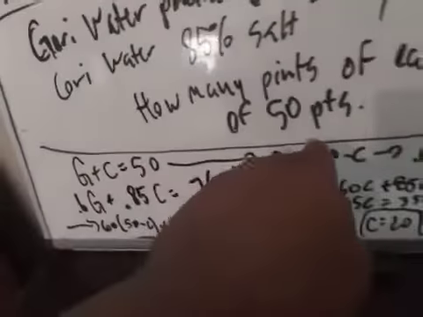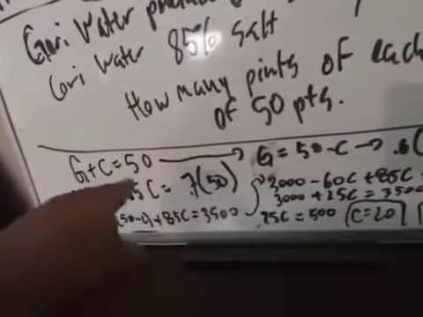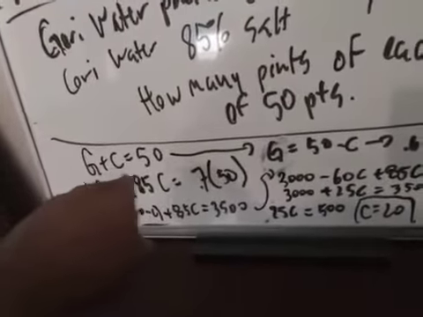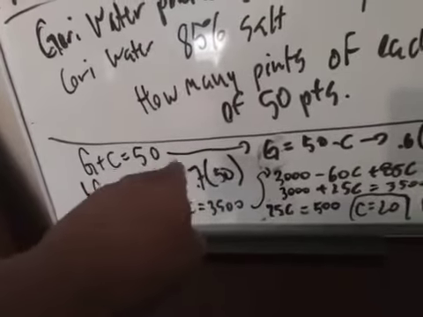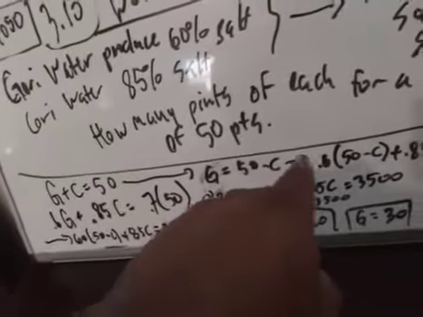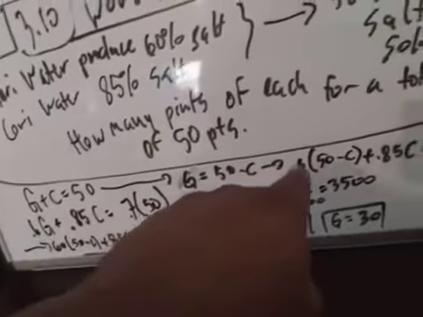So what I did first was solve this for one of the variables, and I'm going to substitute. So I'm solving for G here. I threw C on the other side, so I subtracted C on both sides. So G would be equal to 50 minus C. And I took that and plugged it into the next equation because I'm using substitution.